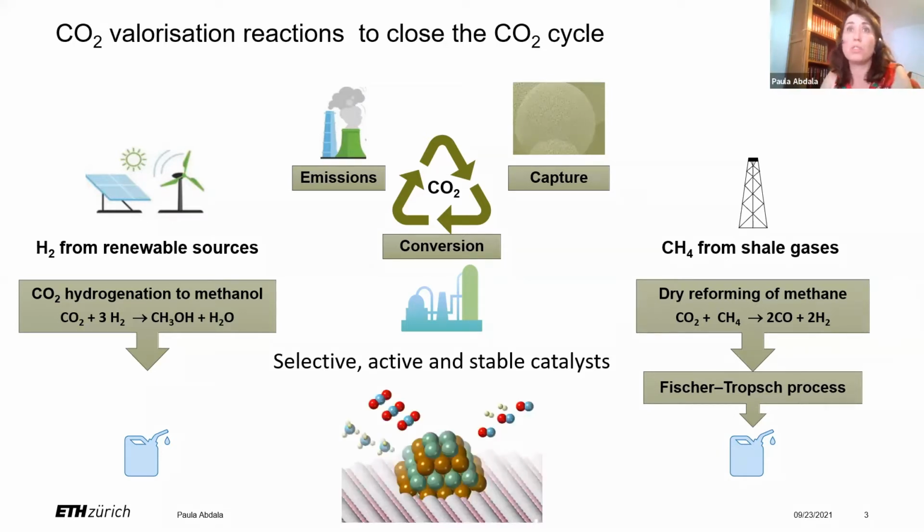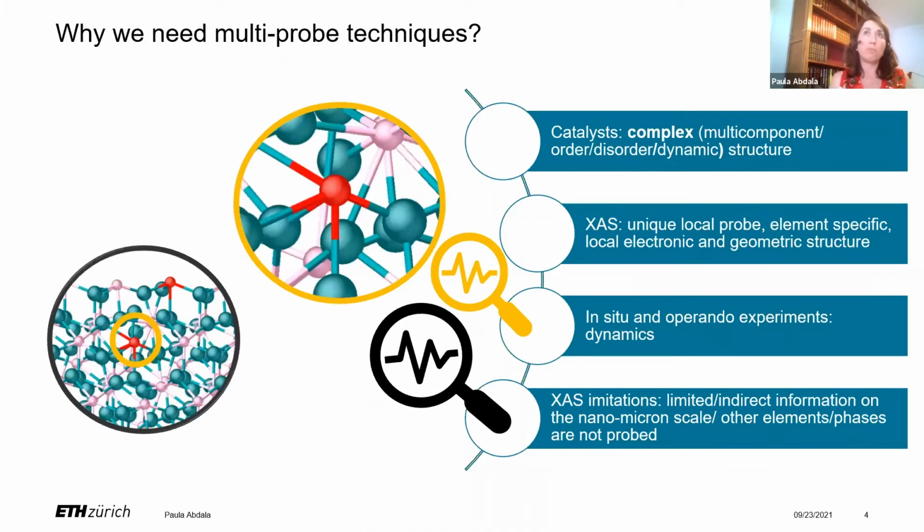But these processes rely heavily on the development of catalysts that are active, selective to our desired products, and that also perform in a stable way under reaction conditions. And in order to improve our catalyst formulation and implement this process at the industrial level, we need to understand the structure-performance relationship. We need to understand how catalysts work and what the different functionalities are in these complex materials. So in this regard, multi-probe techniques are extremely useful.